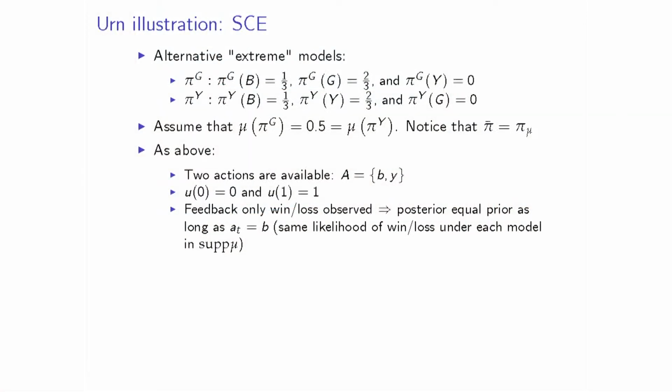That is, the one that gives probability 0 to the event that there are yellow balls, and the one that gives probability 0 to the event that there are green balls. And assume that this prior then is uniform over these two extreme models. Notice that the true model is not in the support, but the predictive coincides with the true model.